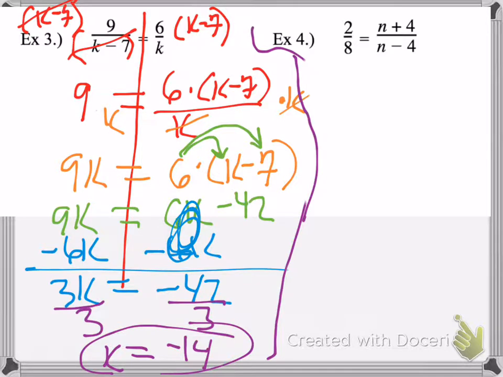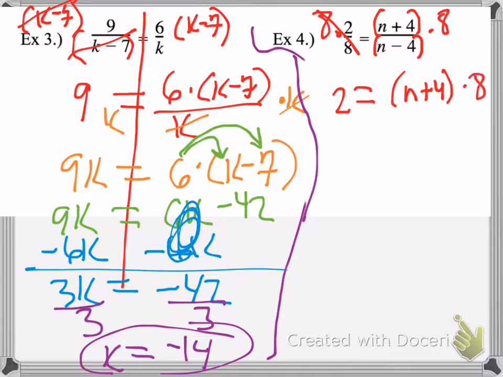Last one. We have a proportion, so we need to just multiply the denominators. So I'm going to multiply both sides by 8. I'm just going to work left to right because that's the way I like to do it. Times 8. But be careful because these are grouped together and these are grouped together. So 8 divided by 8 is 1, and we're left with this 2. We've got n plus 4 times 8 divided by n minus 4.